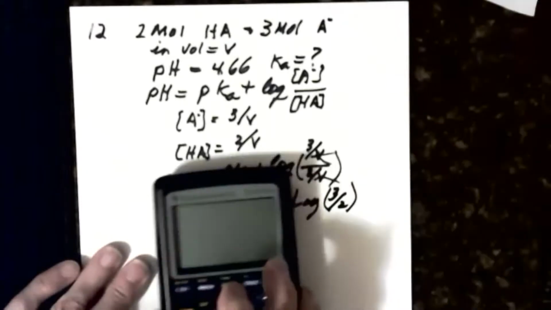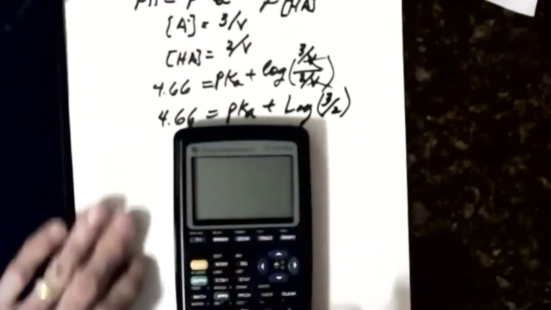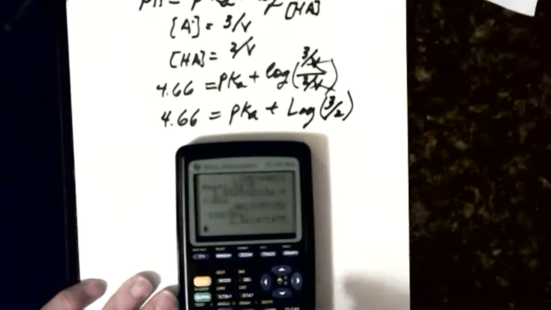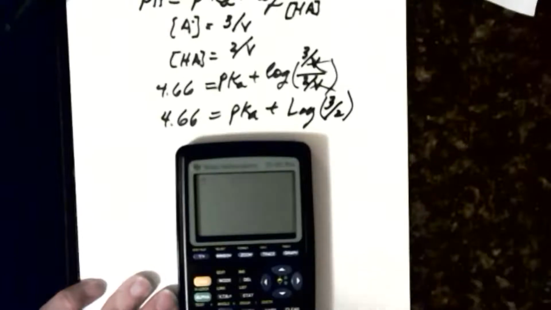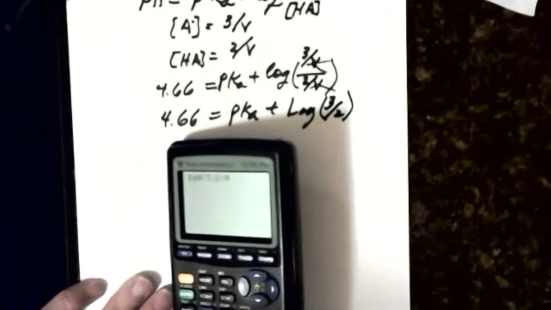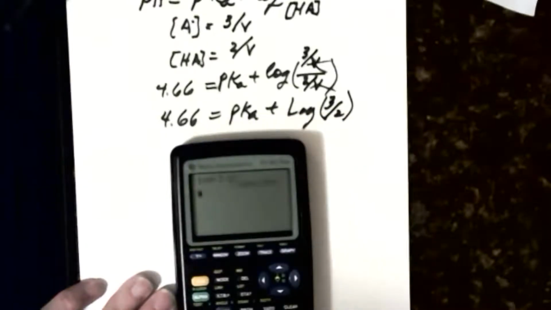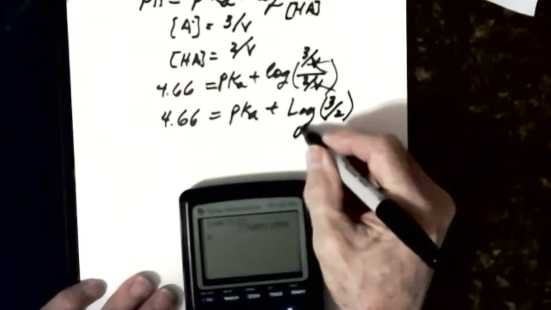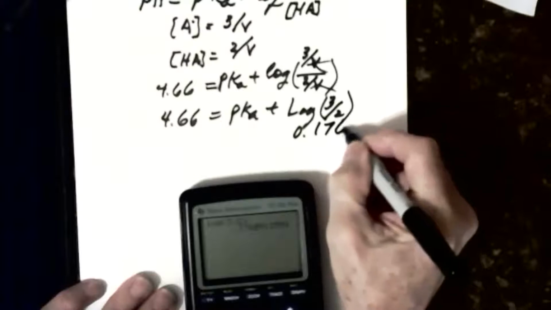Now, we can do that on our calculator. I turn it on and clear the screen. I want the log of 3 divided by 2. Yes, okay. And that comes out to be 0.1761 essentially. So this number is 0.1761.